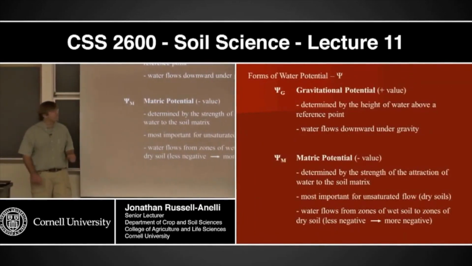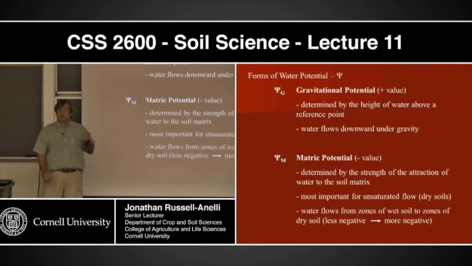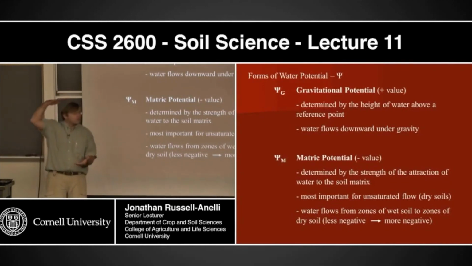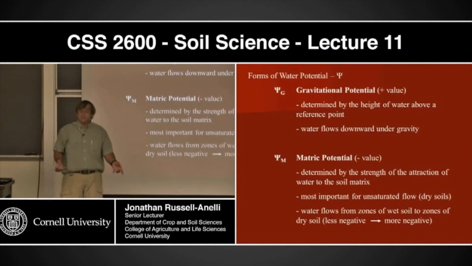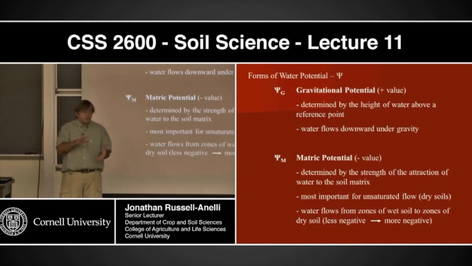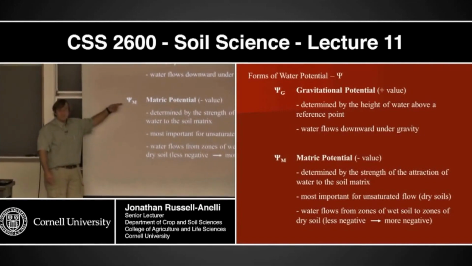and look at all these potentials. The first potential is psi g. Gravitational potential, it's a positive value. It's determined by the height of the water over that reference point, whatever that reference point is. For us, often it's where the rooting depth is. Okay? It could be the bottom of your drainage ditch. Okay? It could be whatever you're looking at. That's the potential. Okay? Water flows downhill.